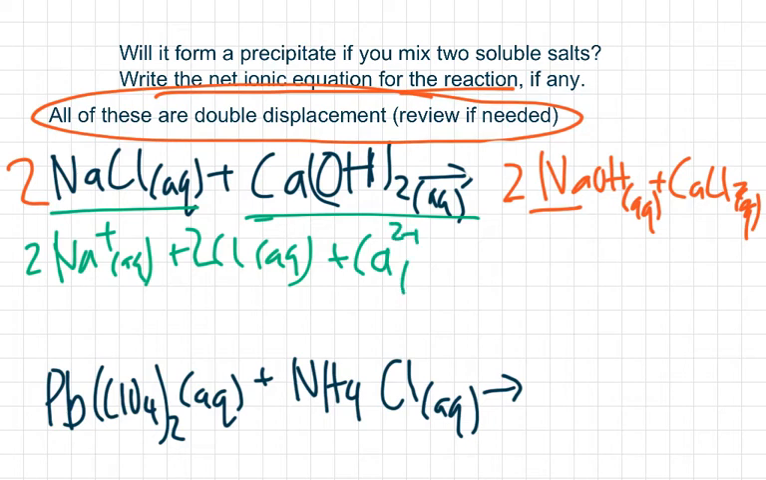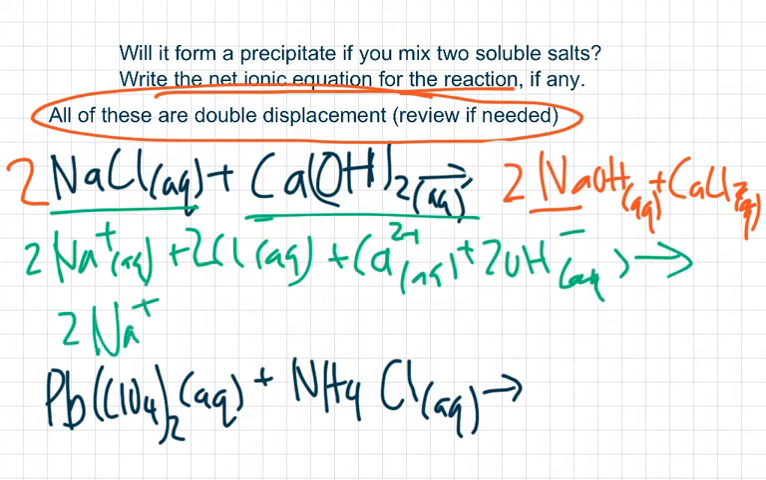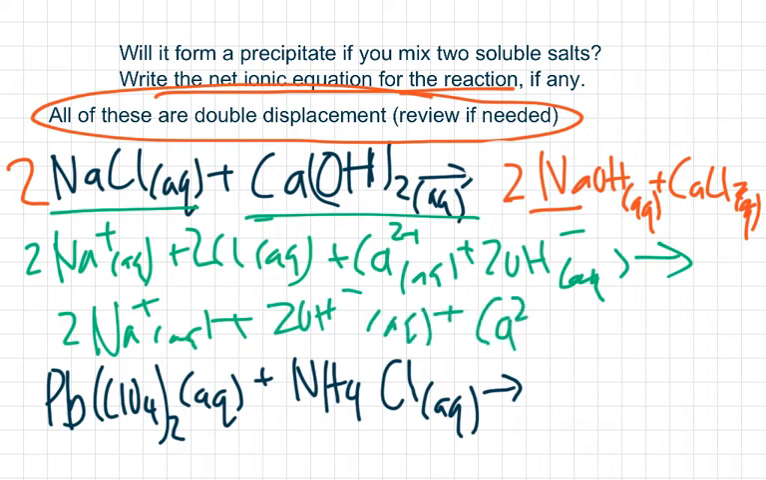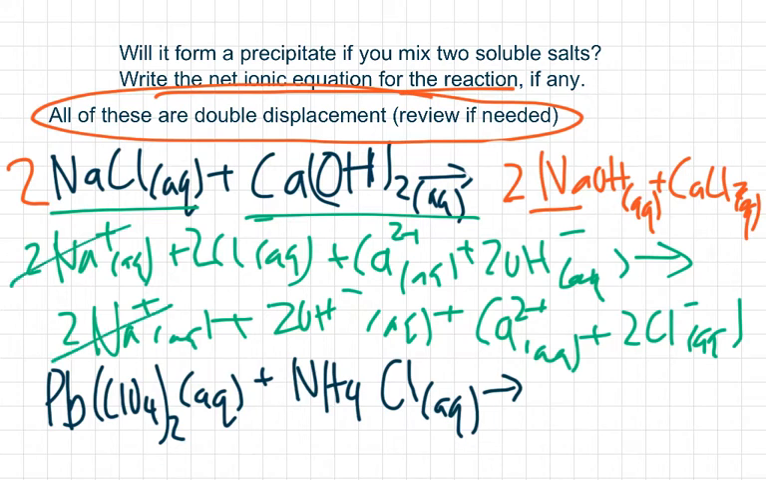And calcium 2+ aqueous and 2OH- aqueous will give us 2Na+ aqueous plus 2OH- aqueous plus 1 calcium 2+ aqueous plus 2Cl- aqueous. And what cancels out in this? Well, we see that the sodiums are spectator ions, our chlorides are spectator ions, our hydroxides are spectator ions, and our calciums are spectator ions.